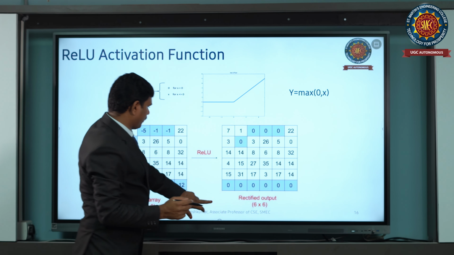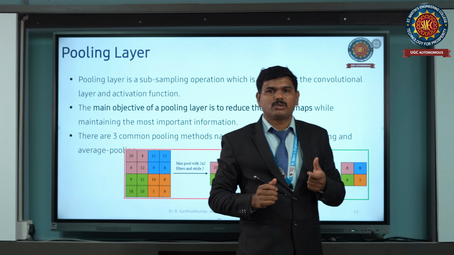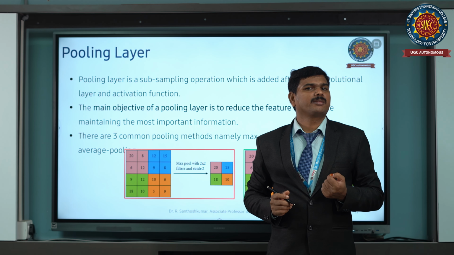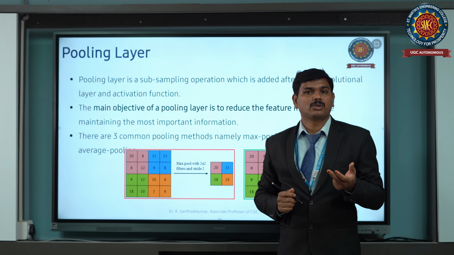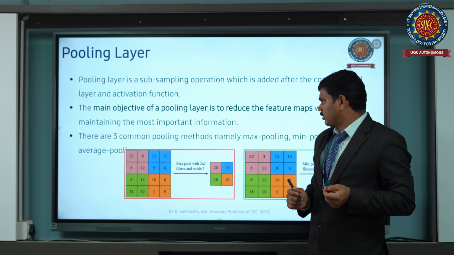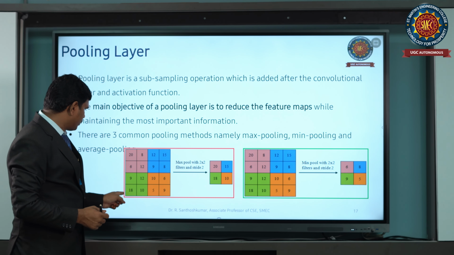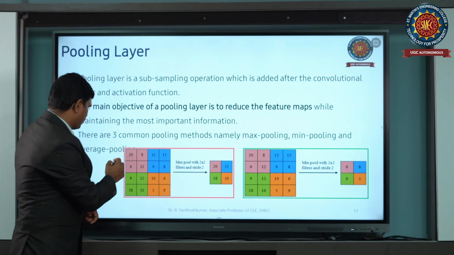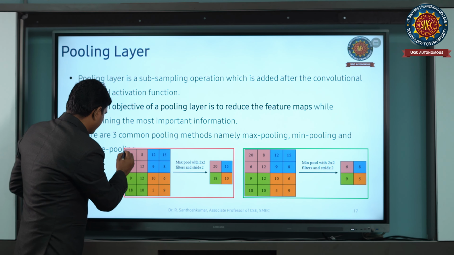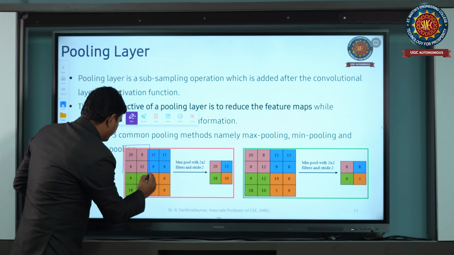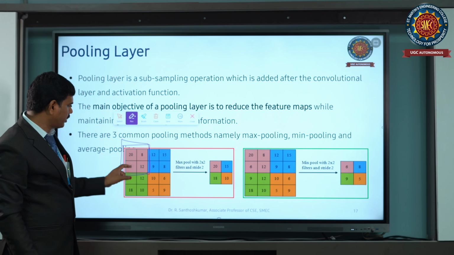Next, the pooling layer. The main objective of the pooling layer is to reduce the dimensionality of the features. There are 3 types of pooling: min pooling, max pooling and average pooling. See here, it is an example of max pooling. The pixel values of this convolved feature are 28, 6, 12. So I will take a 2 cross 2 matrix size.